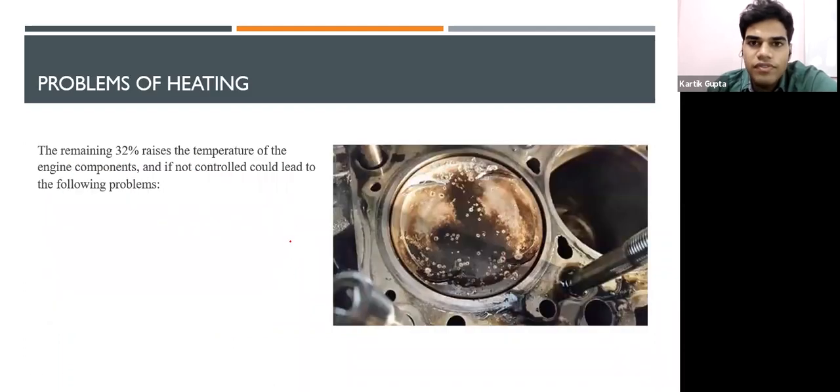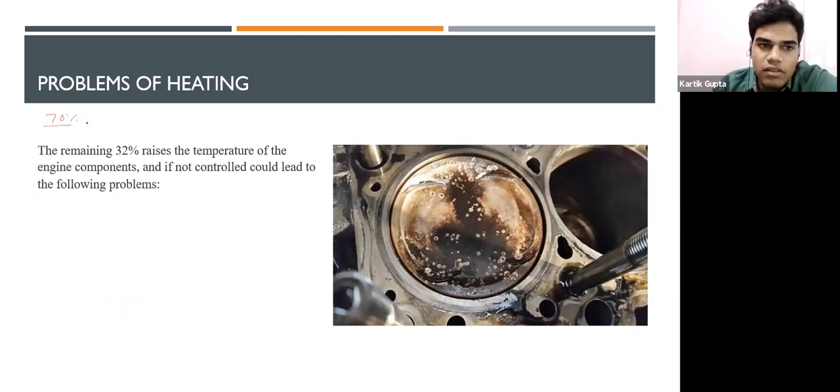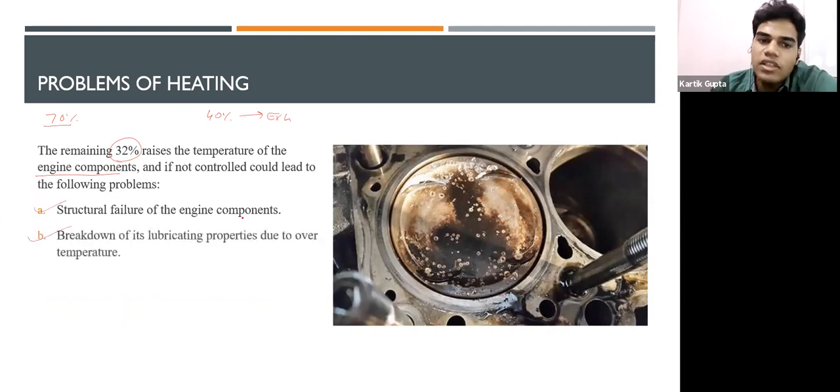What are the problems which we face while heating? See, the 32% which was remaining, we had approximately 70%. Okay, if it's not controlled, such or other problems are structure failure, breakdown of its lubricating properties due to over temperature.